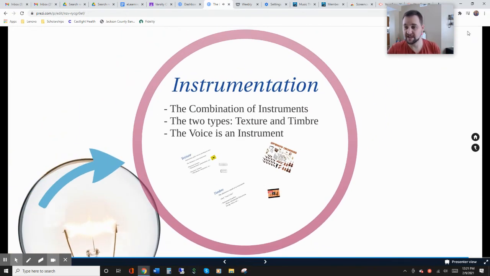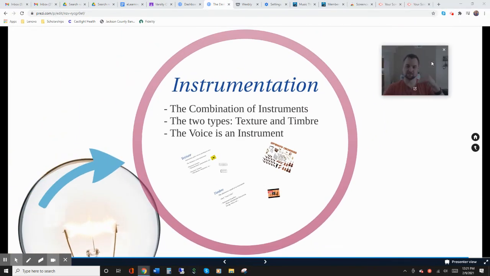So that is instrumentation. We talked about texture, harmonic texture, rhythmic texture, the density, the thickness of the instruments, and timbre, the distinctive color, the distinctive sound of every instrument. And she even said in her video that you might take one violin and another violin, and they have a slightly different timbre, and that is common. You might even take one violin and the way you bow or the way you angle your bow can actually change the timbre a little bit.